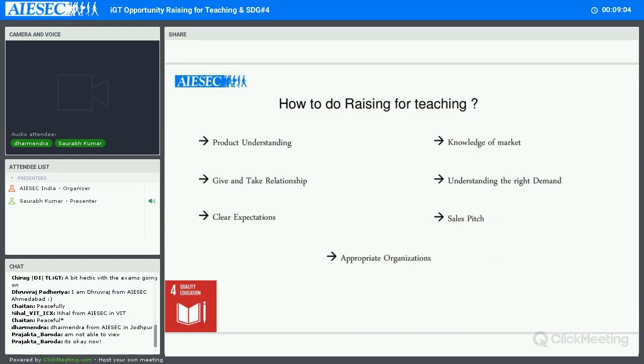So to give a direction to ISEC India as to where we should work: this teaching opportunity, which organizations we should tap, what would be the product understanding, what would be the expectations of the client from us, or what would be the right demand, where exactly is the demand right now. So this all sums up. It says that product understanding.